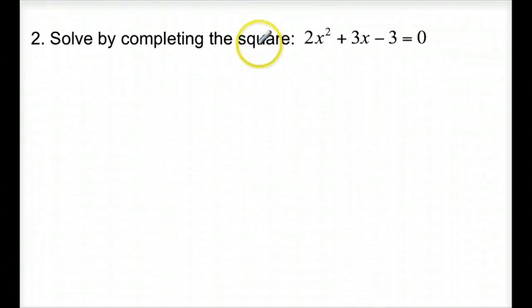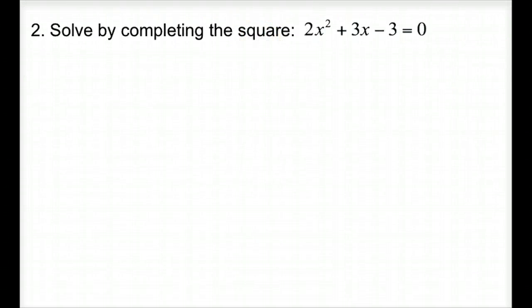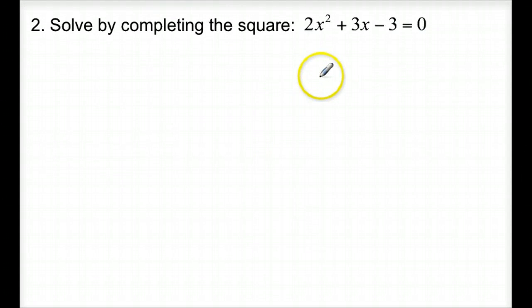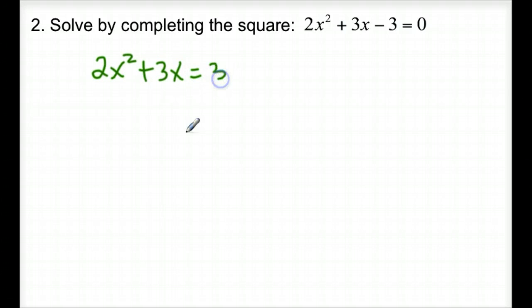Now, for number 2, we have to be extremely careful. So where's number 2 go? Here. This only works for when x squared has a coefficient of 1. So the first thing I need to do is, like always, isolate my constant. So I'm left with 2x squared plus 3x is equal to a positive 3. Now I can't do anything because in front of x squared there's a coefficient, which is 2.